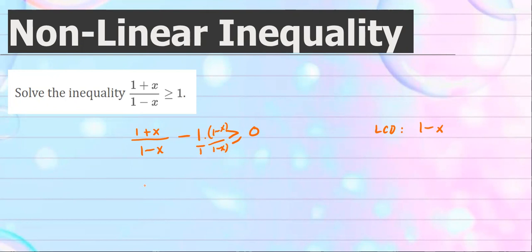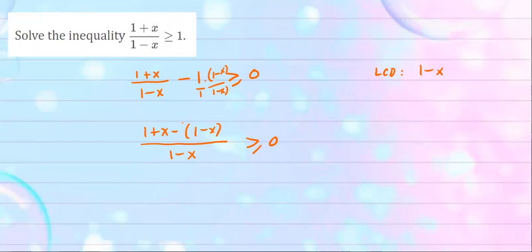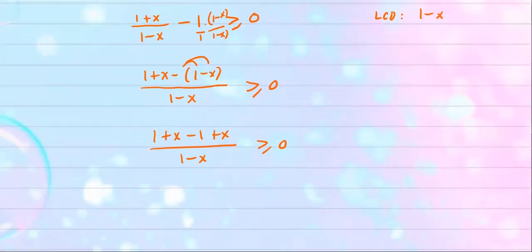Once you have that, you have 1 plus x minus (1 minus x) all over 1 minus x, a single fraction, greater than or equal to 0. Now we just do some algebraic work and distribute the negative out. We have 1 plus x minus 1 plus x all over 1 minus x greater than or equal to 0. By combining like terms on top, the 1 will cancel out. We have 2x over 1 minus x greater than or equal to 0.